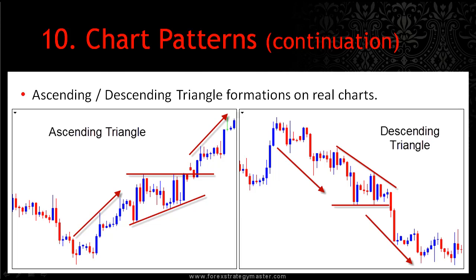On the right, we see a descending triangle. Price moves down and hits a floor. It has a difficult time getting through the floor, while the top of the market is getting lower and lower. Finally, price breaks through the floor and continues in the original trend direction.